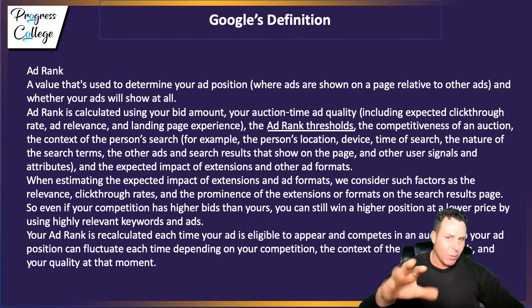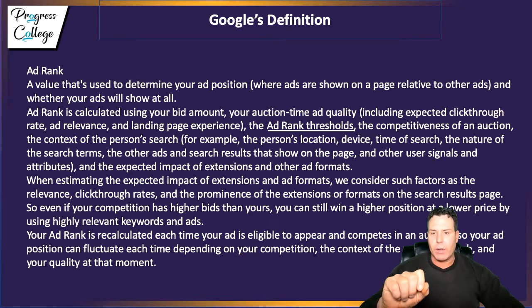So there's a lot of stuff that goes into this ad rank, okay, guys? And the expected impact of extensions and other formats. I'll show you some extensions and whatnot in a second. When estimating the expected impact of extensions and ad formats, we consider such factors as relevance, click-through rates, and the prominence of your extensions or formats on the search results page. So even if your competition has higher bids than yours, you can still win a higher position at a lower price by using relevant keywords and ads, okay? That's a very important statement.